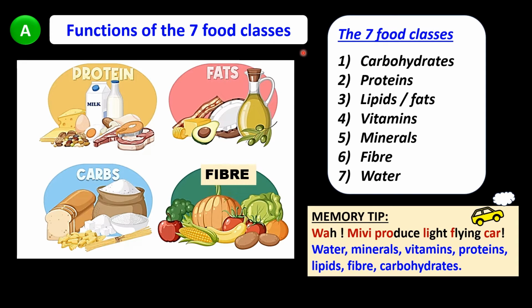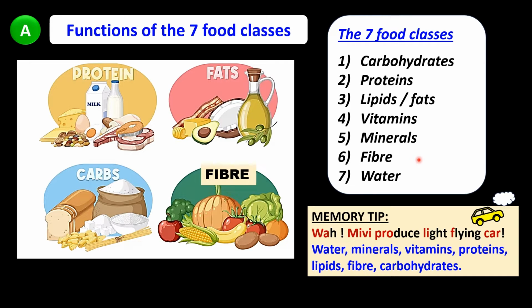For the first section of this video, we are going to discuss the functions of the 7 food classes, which are carbohydrates, proteins, lipids or fats, vitamins, minerals, fiber, and water. Now, in Form 2, you have already studied the various functions of all these food classes, okay? But here we are going to revise again because you're expected to know it even at Form 5 level.